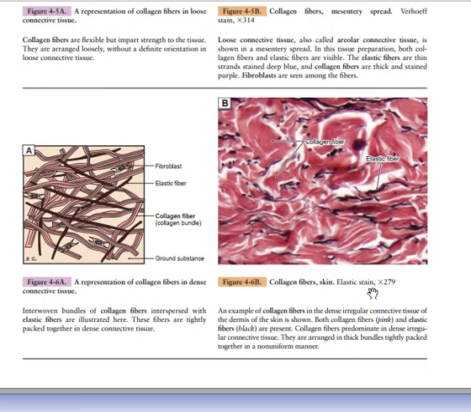But now when you use the elastic stain, like in this case, because you don't want to stain collagen fiber, you just want to stain the elastic fiber. The elastic fibers are going to stain dark with the elastic stain, and then the collagen fibers are going to stain pinkish, as you can see. And this is a representation of a dense connective tissue.